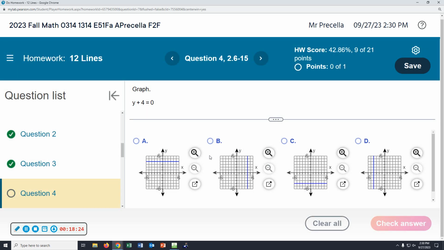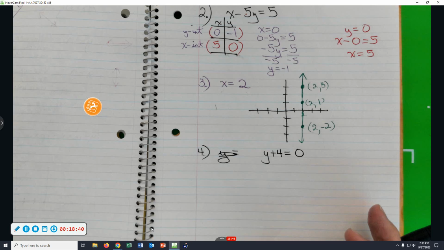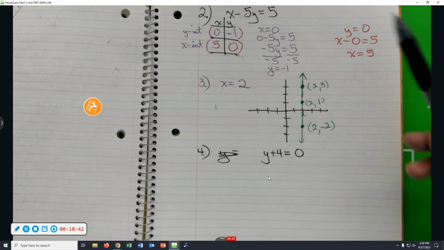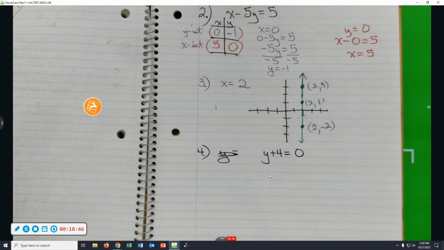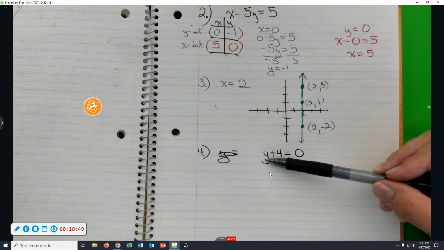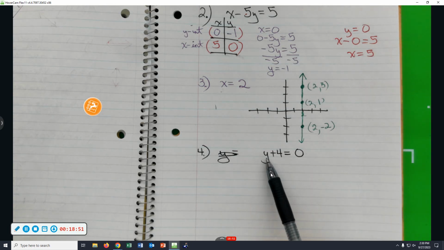Oh, number 4. Here's a good one. Even if you didn't see the choices, this is not going to be a slanted line. It's only got one letter in it, so it's going to be one of our special cases. If it's got x and y like number 2, it's a slanted line. But if there's only one letter, it's a special case. And for special cases, you need the equation solved for that variable. So what do you think I'm going to do?